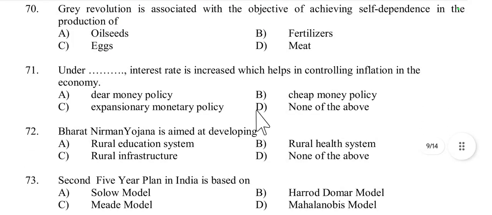Then question number 71: under which policy is the interest rate increased, which helps in controlling inflation in the economy? Dear money policy, cheap money policy, expansionary monetary policy, or none. Under dear money policy, the interest rate is increased, and this helps in controlling inflation.